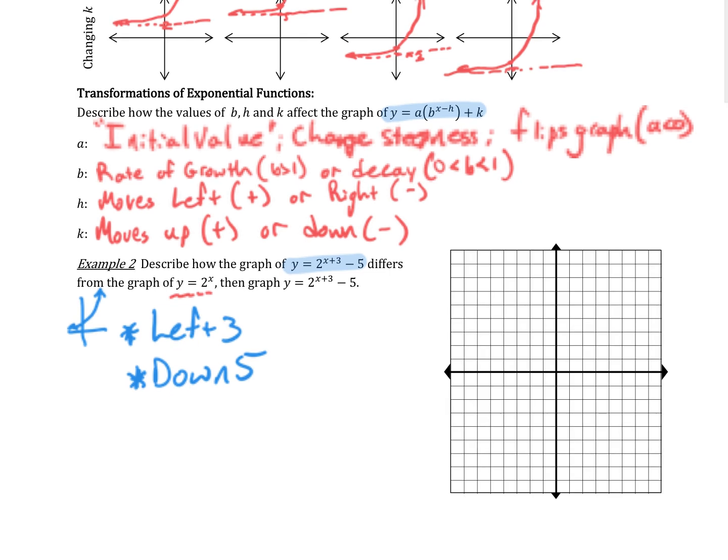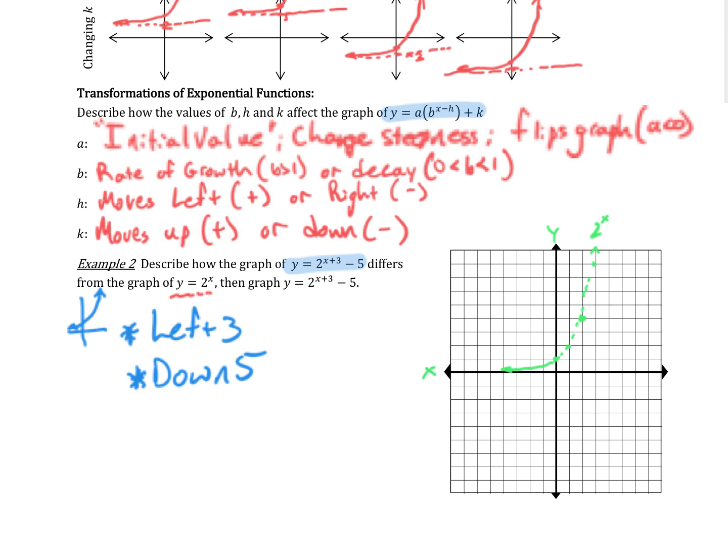Now, we can think about 2 to the x. 2 to the x goes through 0, 1, 1, 2. 2 to the second is 4. 2 to the third is 8. So on and so forth. So that's our graph of 2 to the x, and then it goes down here, and it gets halved, a quarter, an eighth. And we have a horizontal asymptote on the x-axis.